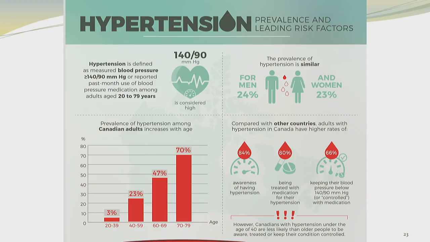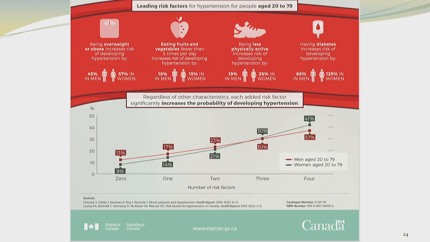So the graphic here shows some of the risk factors for hypertension, and we can see some of them shown here, such as being overweight or obese. The second one would be not eating enough fruits and vegetables. Third, not getting enough exercise. And then another important risk factor for developing high blood pressure is having type 2 diabetes.